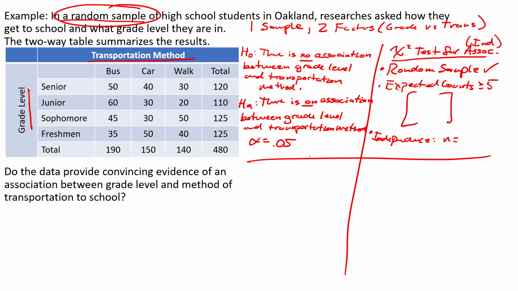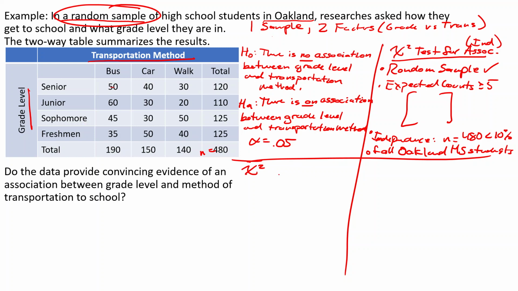All right, our N here is 480 people. Hopefully that is less than 10% of all Oakland high school students. So not necessarily just Oakland High School, but all high school students in Oakland. All right, so we're going to our calculator.